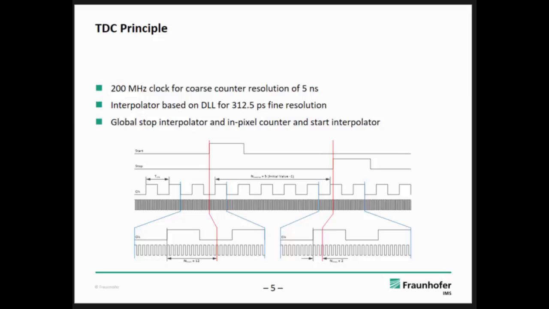The in-pixel counter and the start interpolator are in the pixel, and since all the TDCs are stopped globally by an external stop signal, we only use one stop interpolator at the global level.